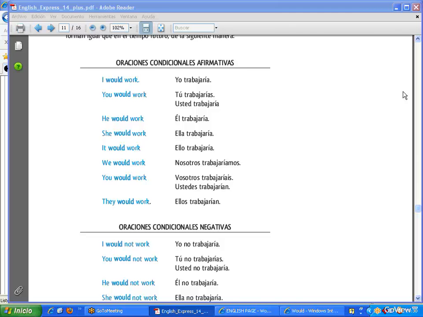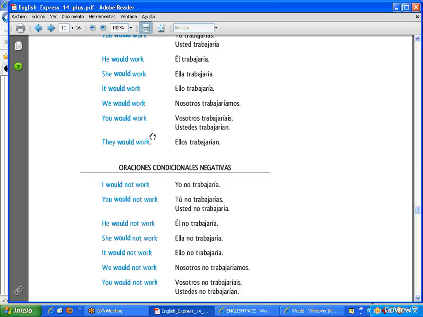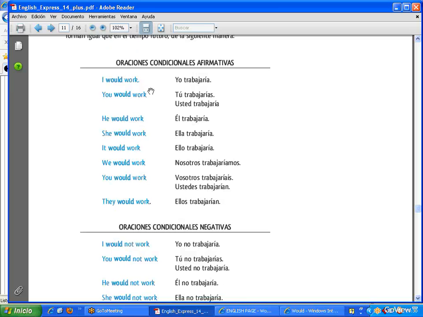Look how easy. Que fácil. Look how easy it is. Look, in Spanish you have all these different endings. All these different endings. Okay? But in English, it's all the same. I would not work. Okay? In fact, let's take a look at the word would.